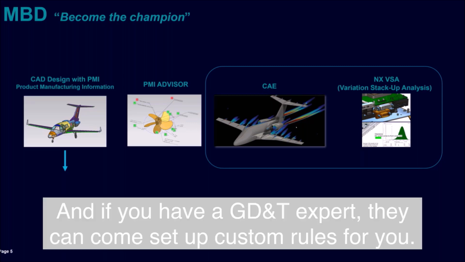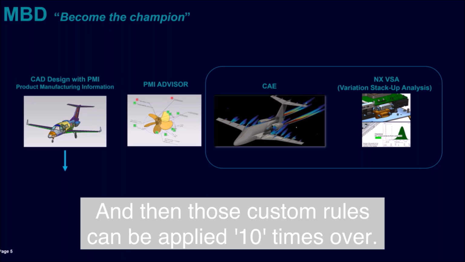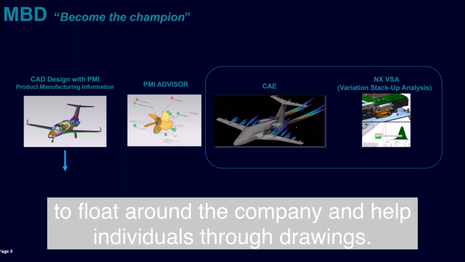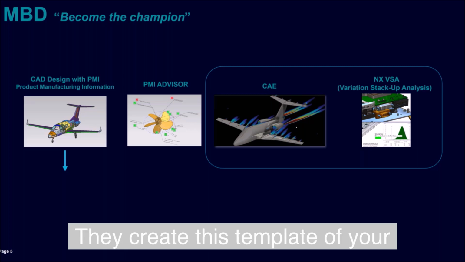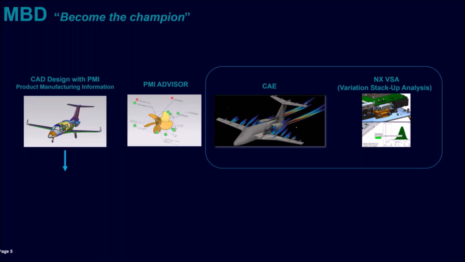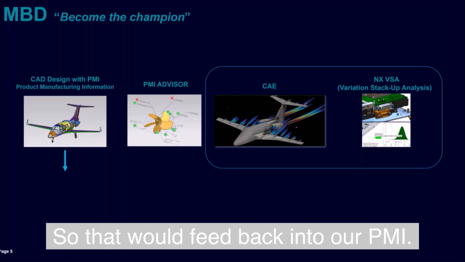And if you have a GD&T expert, they can come set up custom rules for you. Then those custom rules can be applied 10 times over. You don't have to have 10 GD&T experts floating around the company helping individuals with their drawings. They create this template of your company's GD&T standards, and everyone can deploy it simultaneously. So that would feed back into our PMI.